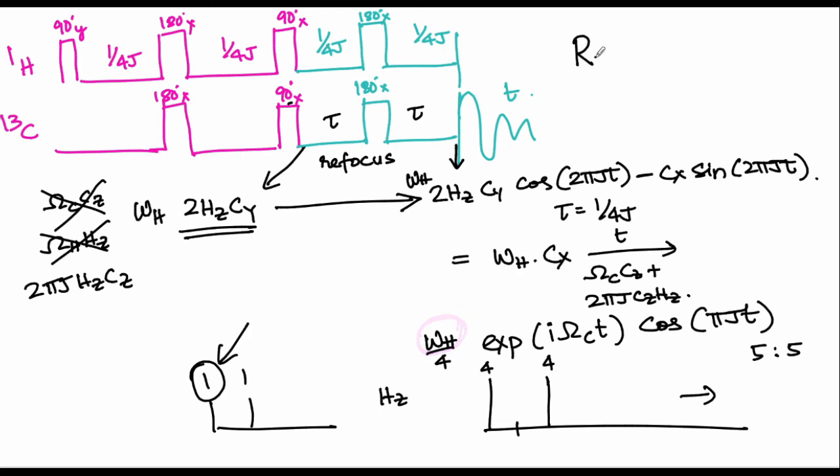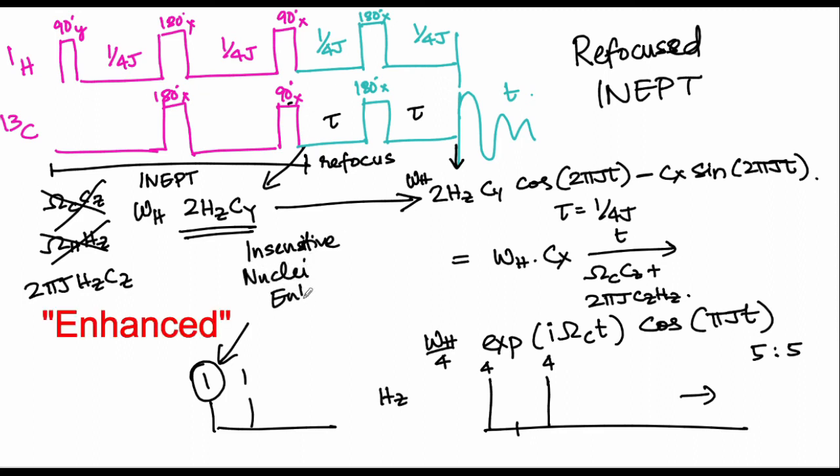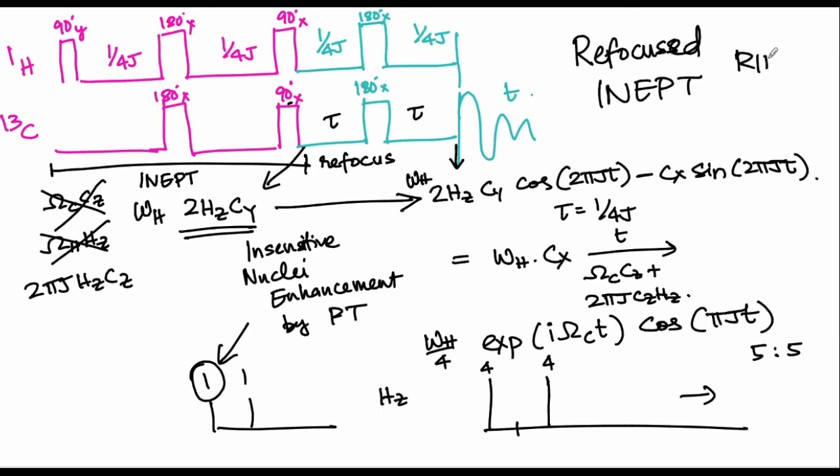This module is called the refocused INEPT, where the first module that we ended up applying here in pink is called the INEPT module. INEPT stands for Insensitive Nuclei Enhancement by Polarization Transfer. A RINEPT is just a refocused part of INEPT. And what you are able to see here, if you apply this pulse program, of course, you can also decouple right now, which you couldn't do previously. You're going to get a boost in sensitivity.